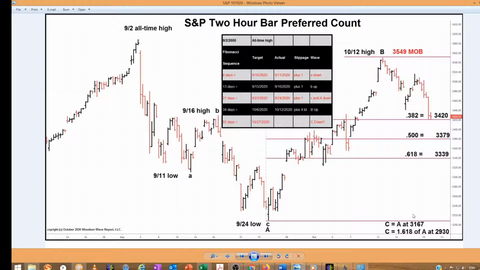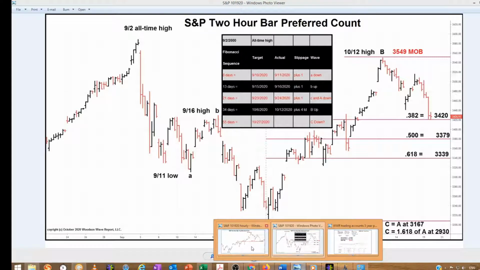And you can see our targets here for wave C in this flat. Again, all-time high, we've got an A down here, a B up here, and a wave C at these target levels, 31.67 and 29.30. That's our preferred or our primary wave count. We also have an alternate count. You know, where do we know we're wrong? Okay, and we'll get into that here next.